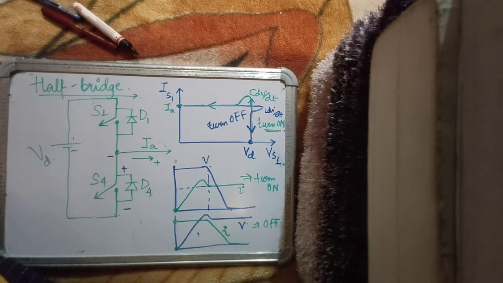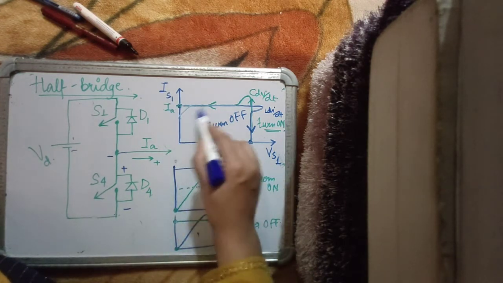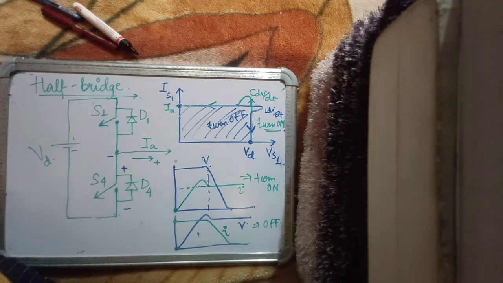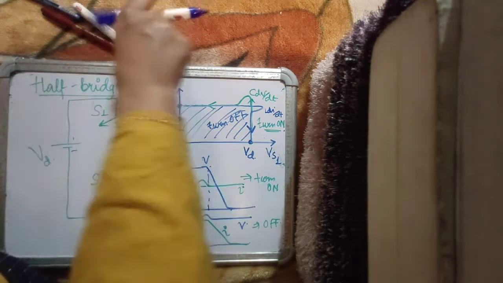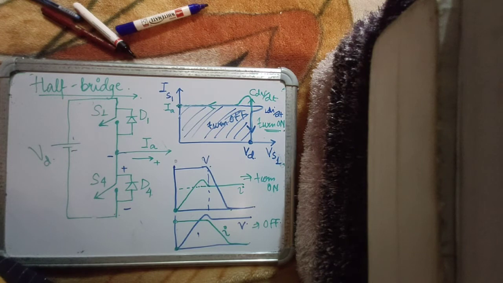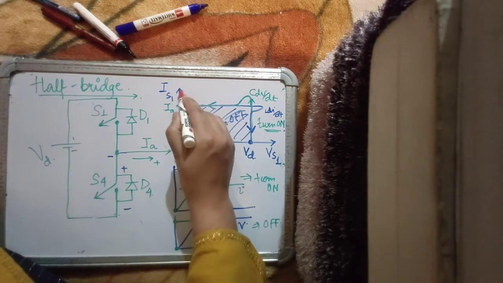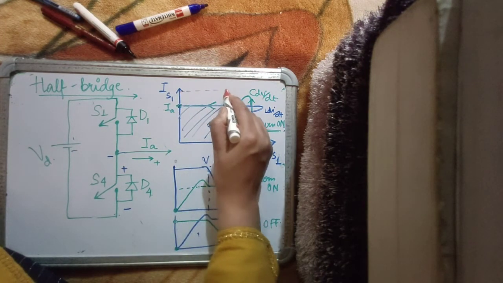What does this tell you? This tells you that there is going to be a lot of area in the VI curve, a lot of power loss. This also tells you that you have to take a big voltage and current rating of the device. So this is a safe operating area.